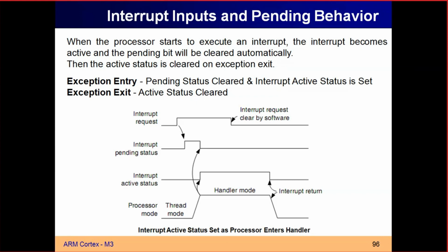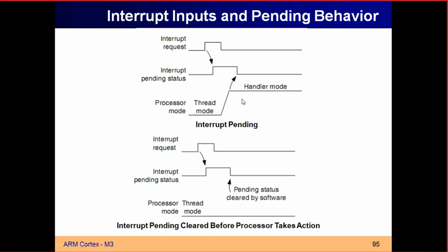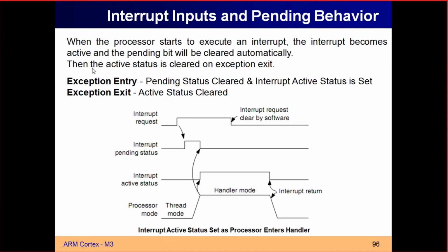It tells the processor that something is there, you should start execution now. So when the processor starts the execution of the interrupt, the pending bit will be cleared automatically. That is what is shown here. When the processor is starting the execution, the pending bit will be cleared. Then the active status is cleared on exception exit.